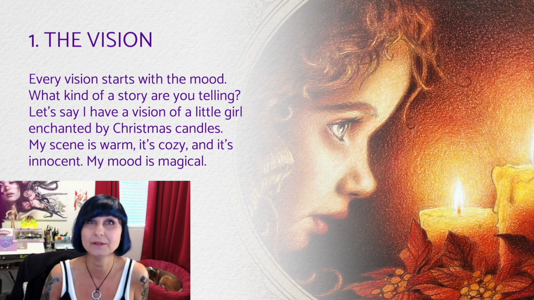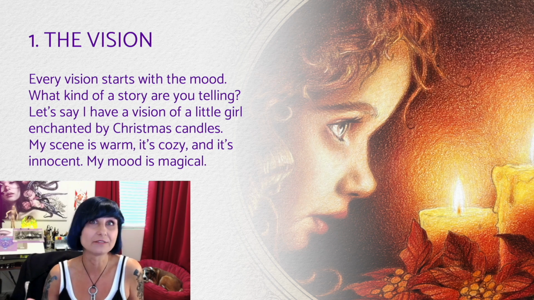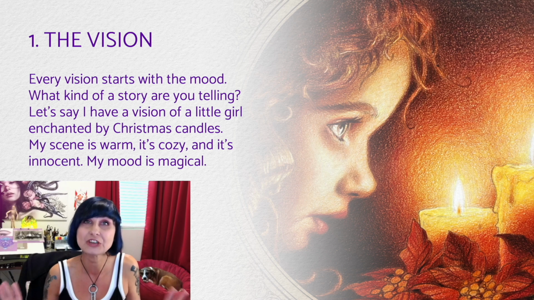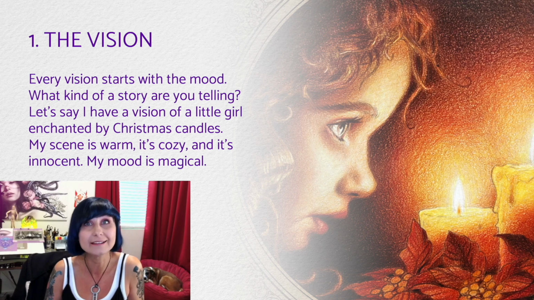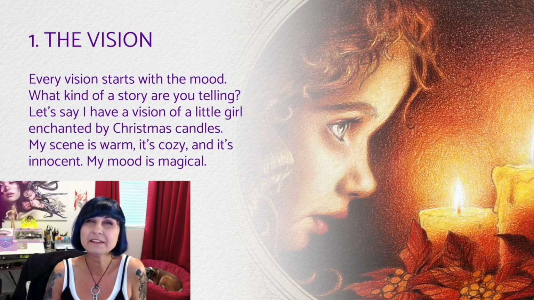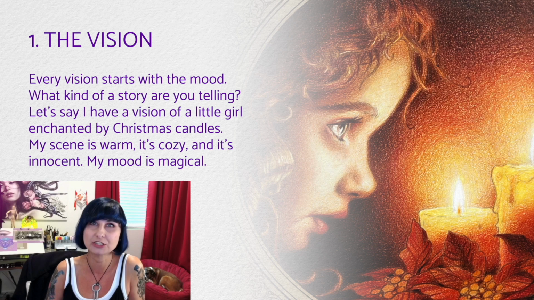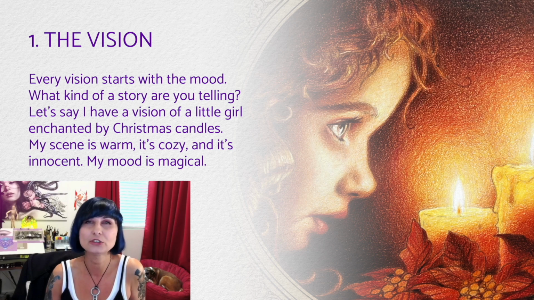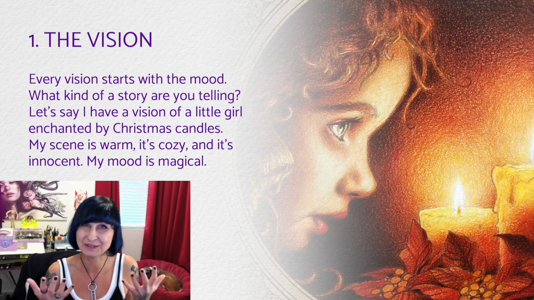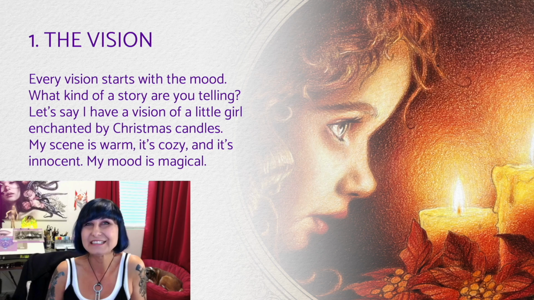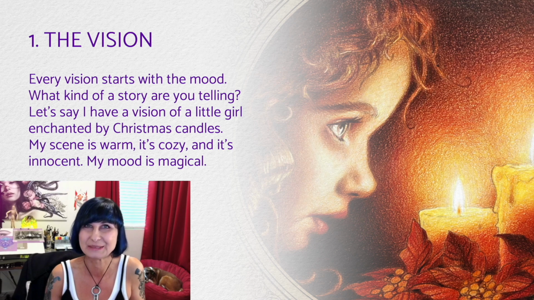So in this example, I have a vision of a little girl completely enchanted by Christmas candles. Now, Christmas immediately makes me think of green and red in terms of color, but I'm not focusing so much on the Christmas tree, but rather on the girl and her relationship with the candles. I want her to be mesmerized by the flames, but I specifically want it to be a Christmas candle because there's something magical about children and Christmas.